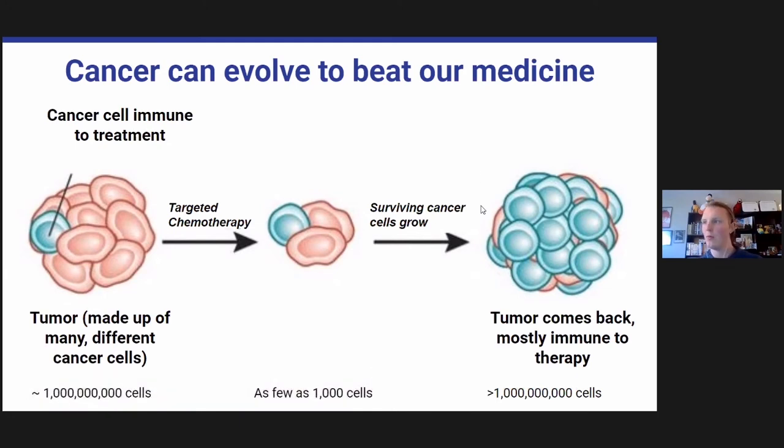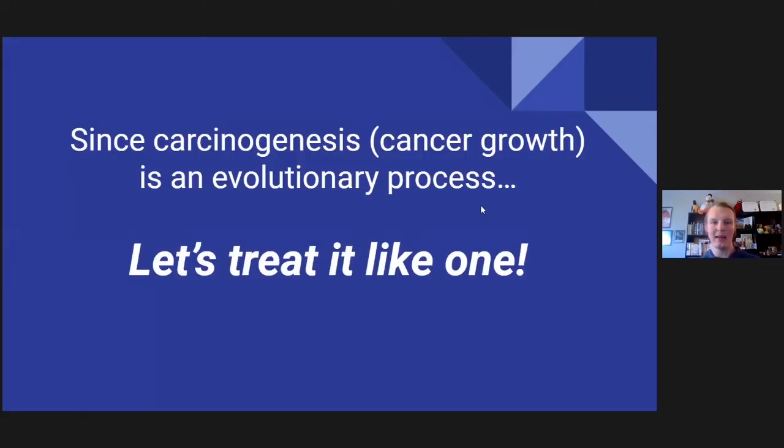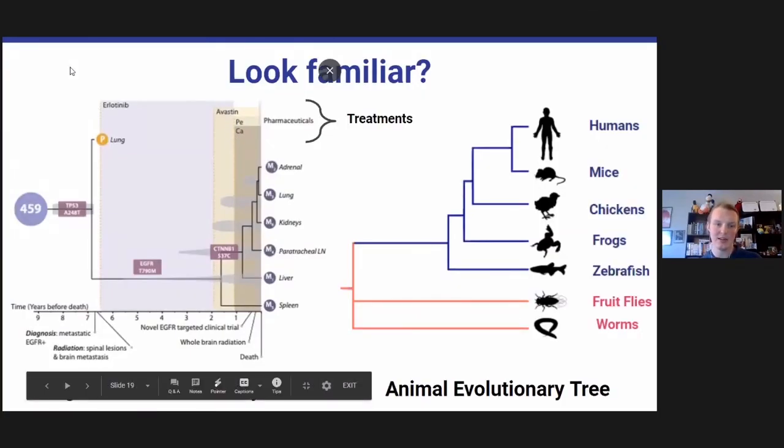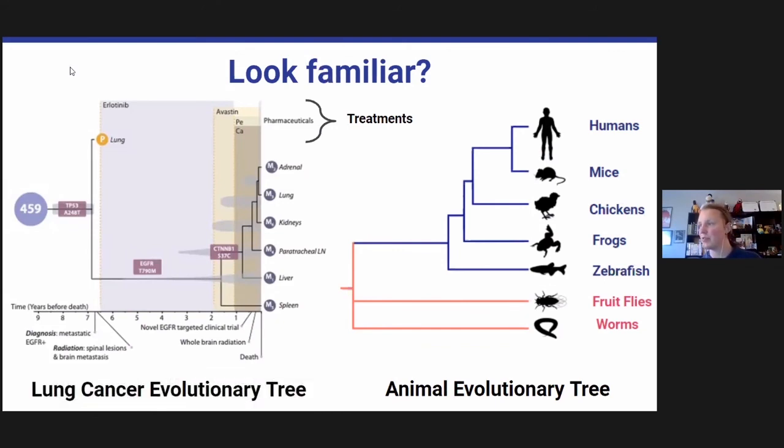And so ultimately, if carcinogenesis, which is just a fancy word for cancer development or cancer growth, is an evolutionary process, it makes sense to treat it like one. And so that's what I do, and that's what our lab does. So this on the left here is an evolutionary tree of a lung cancer. And then on the right is the animal evolutionary tree that we were talking about at the very start of this talk, right? And they look really familiar, right?